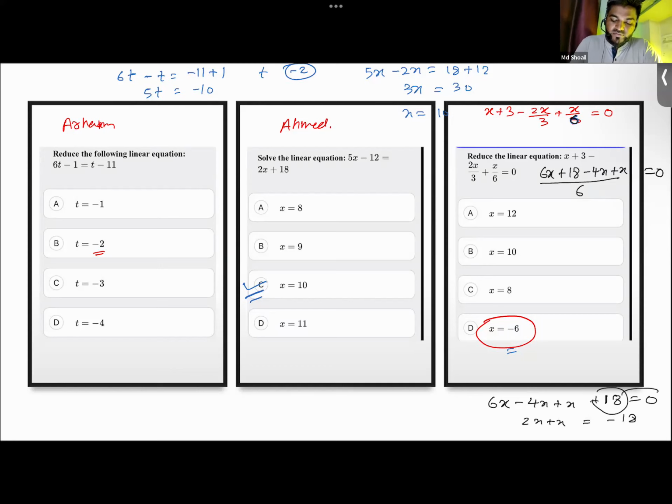We can transpose it here. 0 minus it will be minus 18. Right, so 3x equals minus 18. So x will be equal to minus 18 upon 3, that is minus 6. Okay, so option number D is the correct answer here.